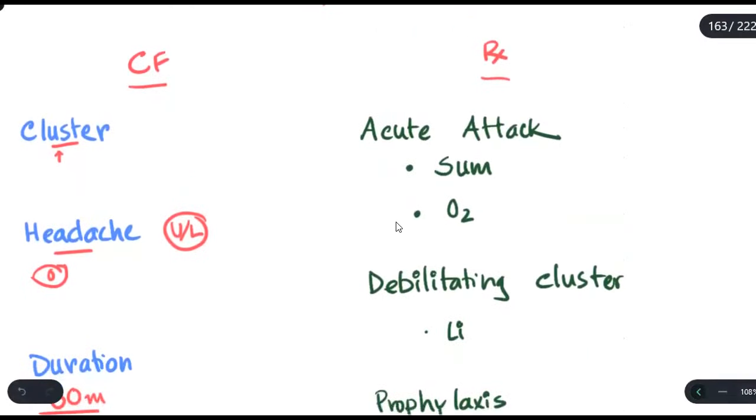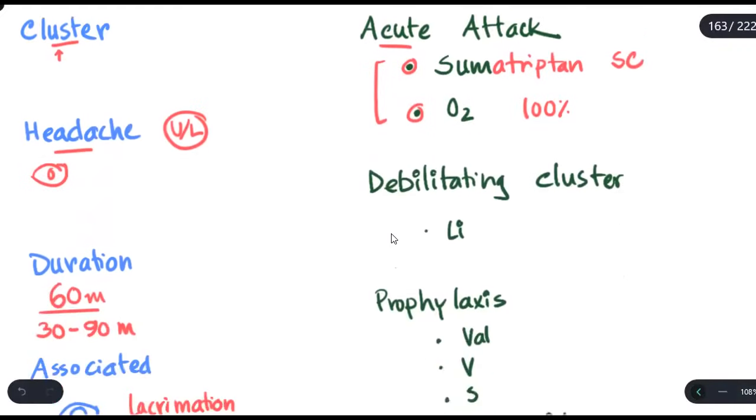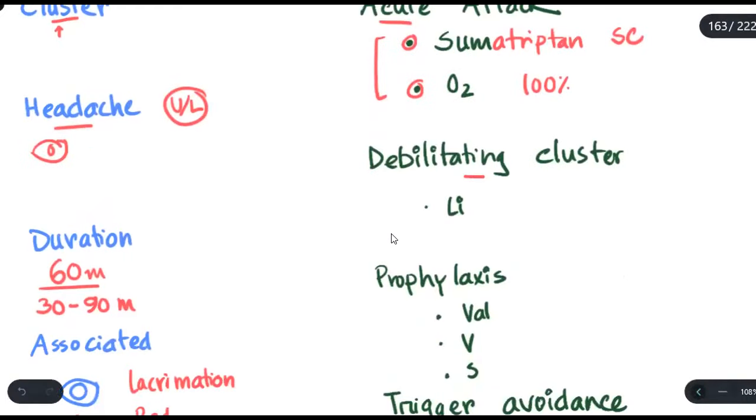Now, how to treat? The treatment for acute headache is sumatriptan, usually given by the subcutaneous route. Another option is giving oxygen, which is 100% oxygen. Each of those two methods has very good efficacy. In patients with debilitating cluster headache not responding to the above treatment, we can give lithium therapy, and obviously this will require monitoring.